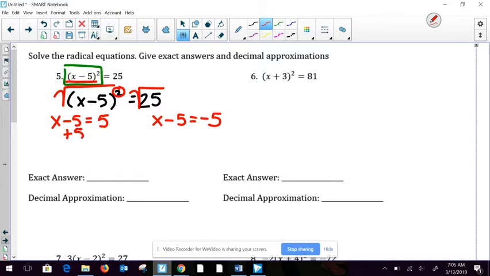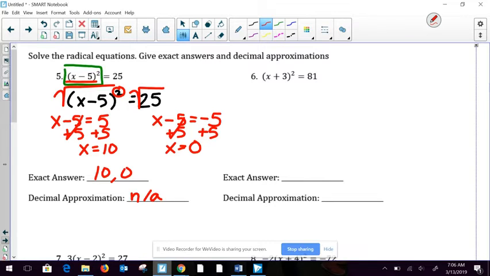So I'm going to add 5 to both sides. So my first number is x equals 10. Now I'm going to add 5 over here, and I get x is equal to, what's negative 5 plus 5? 0. So my 2 answers are 10 and 0. Because these are whole numbers, there is no decimal approximation.